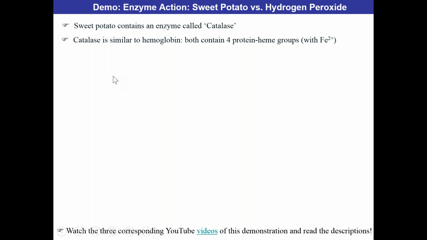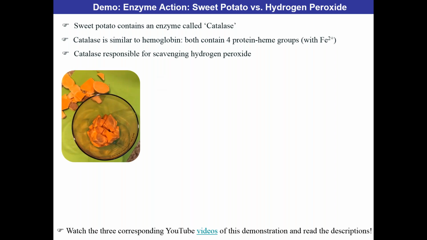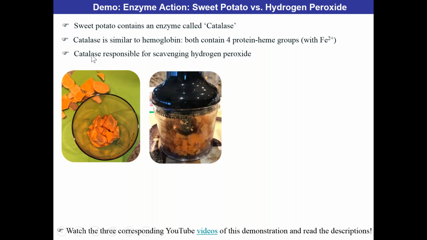Anyway, catalase is pretty similar to hemoglobin. It's pretty interesting. Both contain 4 protein heme groups with the iron, as you remember. So it's probably no surprise then if iron was responsible in hemoglobin for attaching to oxygen, that catalase can help scavenge hydrogen peroxide by virtue of the iron's ability to lock on with the oxygen component of hydrogen peroxide. So these are just some still shots that I have of the video, but again, I want you to watch that. Start with the sweet potato.